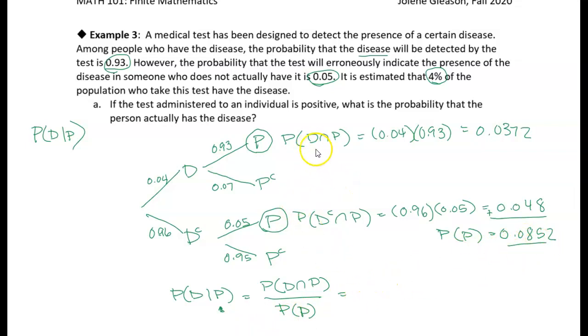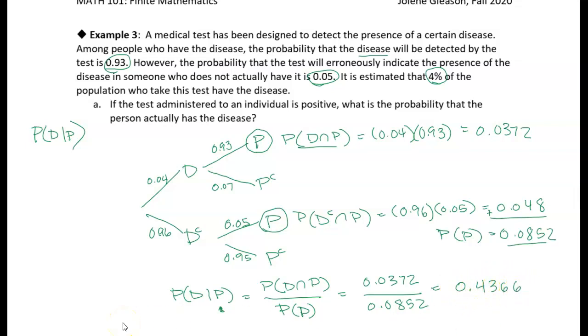All right, so the probability of having the disease and testing positive is 0.0372. And I want to divide by the total probability of actually testing positive, 0.0852. If I put that into my calculator, you get an interesting result. Here's what I get: 0.4366.